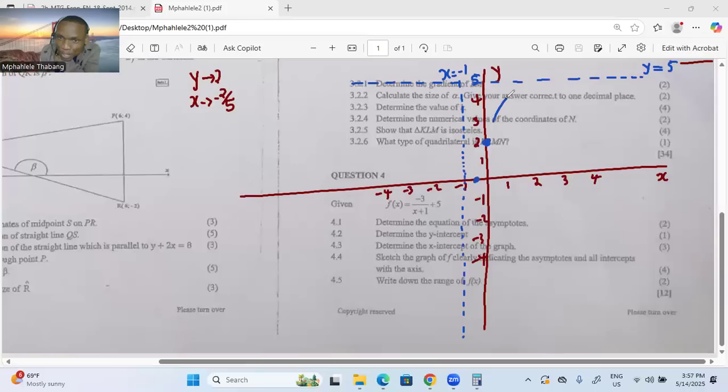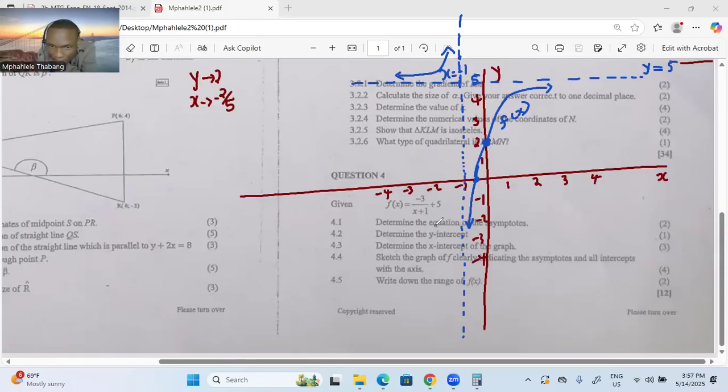So the graph will go like this. We'll approach our asymptote. We'll never touch the asymptote. Okay. So another graph will be this side. So this is your graph of the hyperbola. You name it. You say it is the graph of f of x. So you have sketched the graph of the hyperbola.